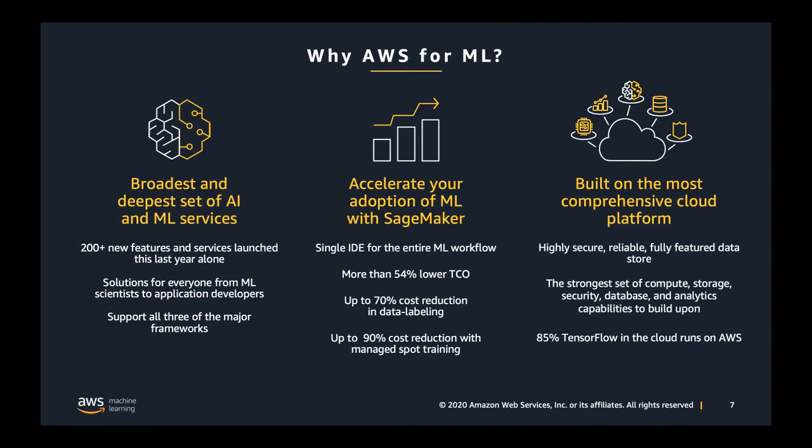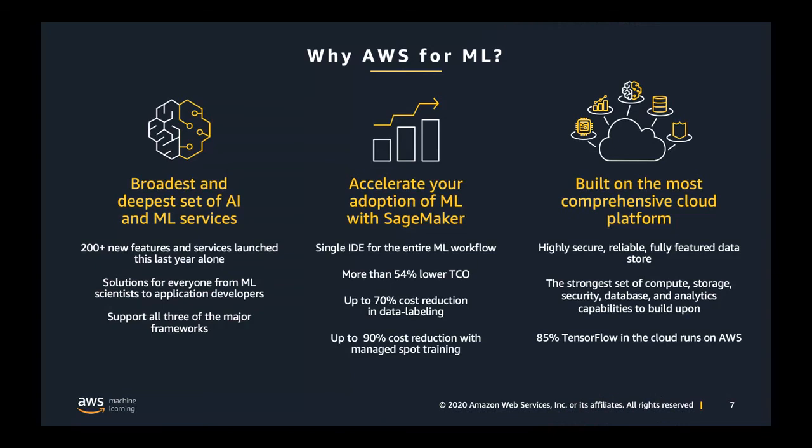And then finally, being able to get the confidence in building the most comprehensive cloud platform optimized for machine learning. We often talk about this idea of being highly secure, reliable, and feature rich in an environment where you can leverage many types of services like compute, storage, database, and others. So we see that as a big differentiator for us. That's why today, if you look at the amount of things like TensorFlow workloads that run in the cloud, 85% of those workloads are running on top of AWS.